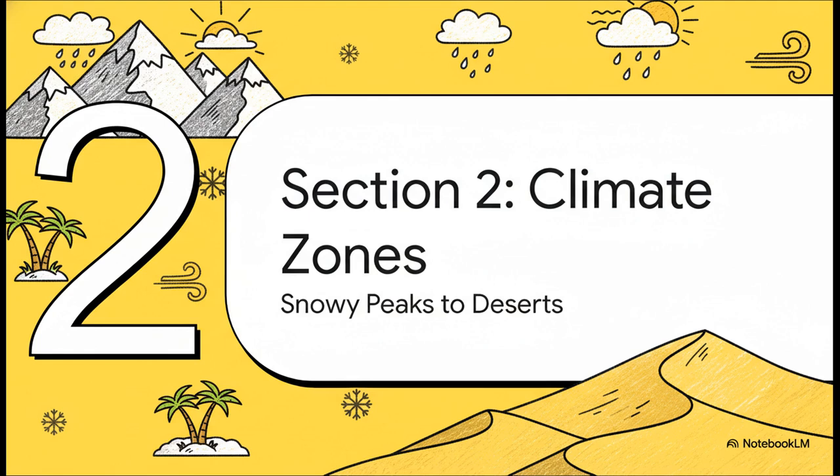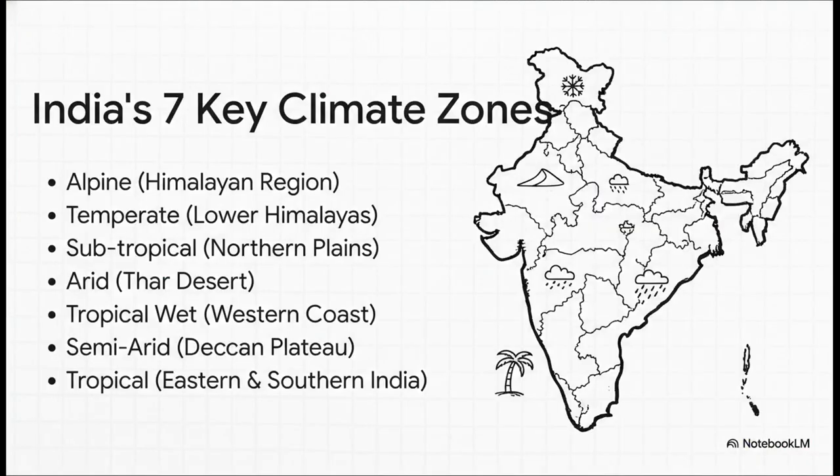Okay, let's get into Section 2. Now we're going to see how all this creates India's incredible variety of climate zones. It's kind of wild. We have pretty much every type of climate you could imagine, all in one country. Here are the 7 big ones you need to remember for your exam. We've got alpine, temperate, subtropical, arid, tropical wet, semi-arid, and tropical.